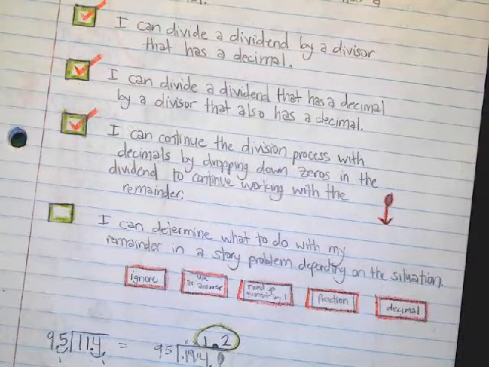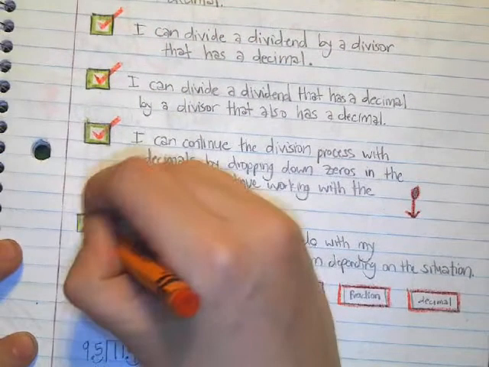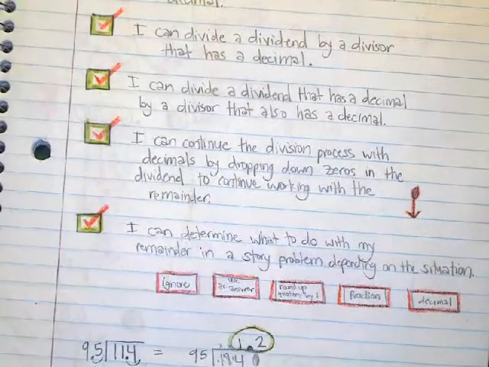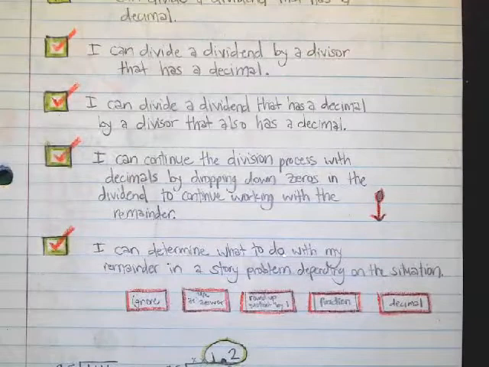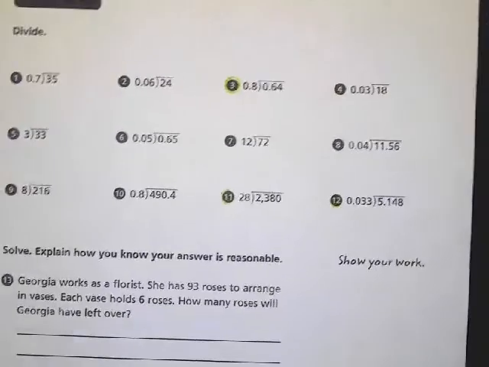Let's go back to the front of our journal where it says, I can determine what to do with my remainder in a story problem depending on the situation. You absolutely can do that. I believe you can. I know you can. Check it off. Okay? And the last thing we're going to do is take a quick look at homework and remembering.